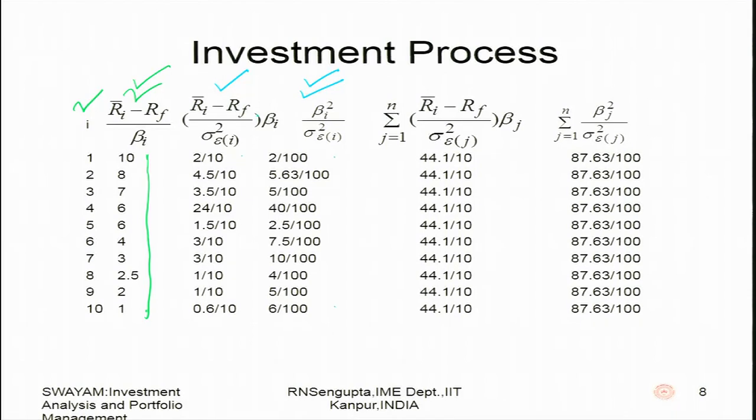Now, considering the third and the fourth, I need to add them up. Same formula as we have done in the case when short selling was not allowed, but with a subtle and very important difference. When short selling is not allowed, I will only consider those stocks where the excess return to beta is positive. Others I would never consider.